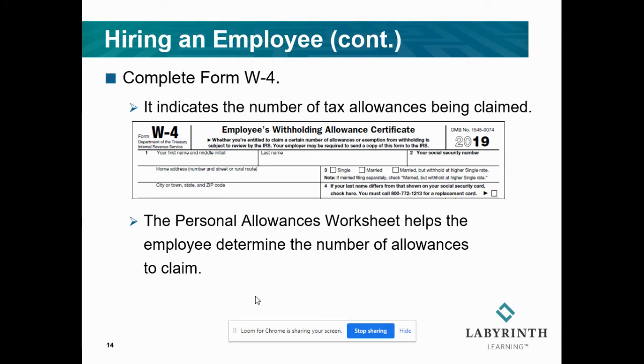You also have the W4 form. It indicates the number of tax allowances being claimed. Usually single people with no kids, like myself, will claim 0. Those with 2 children might claim 2. I've seen some people who've claimed large numbers greater than 5. I guess it's a way they want money up front, but just keep in mind allowances help the employee to determine the number of allowances to claim. There's some details on that if you try to fill out a W4.